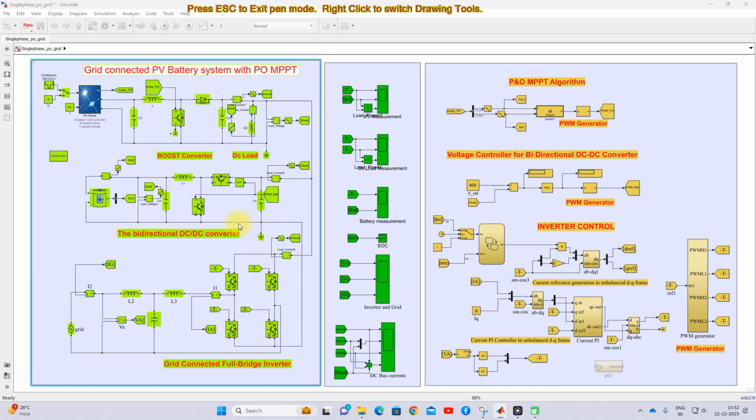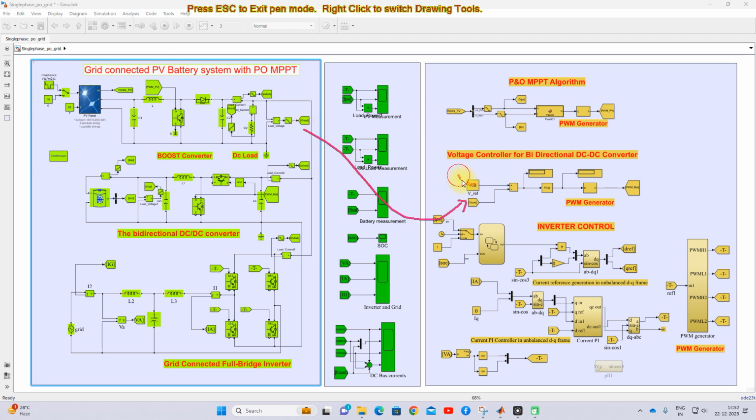And also this bidirectional DC-DC converter is going to be controlled by means of the voltage control method. So why are we going for voltage control? That means we need to maintain the voltage of the DC bus around 400 volt. In order to maintain the DC bus voltage at 400 volt, we need to control this bidirectional converter in voltage control mode. That means we have to measure the voltage of the DC bus.